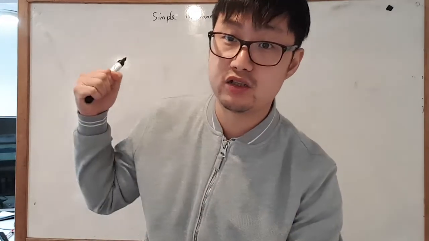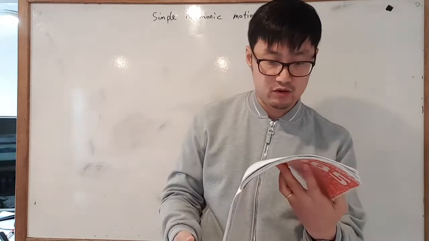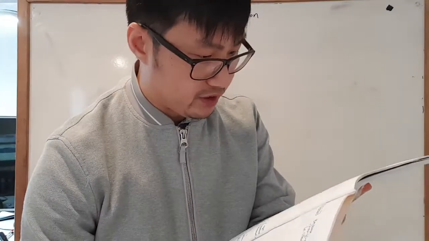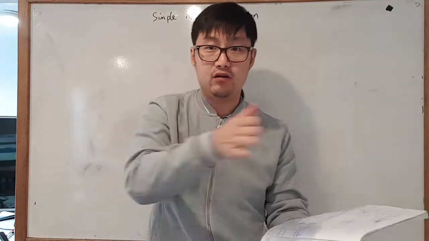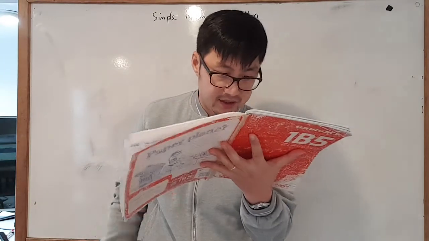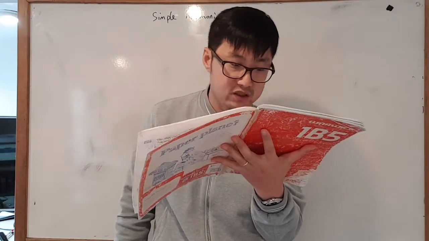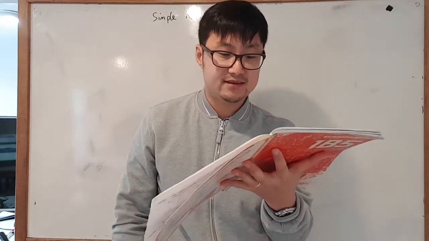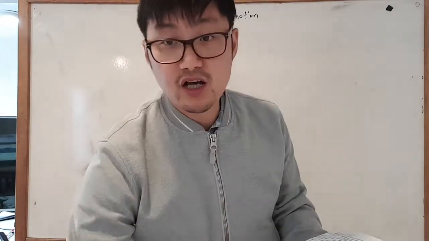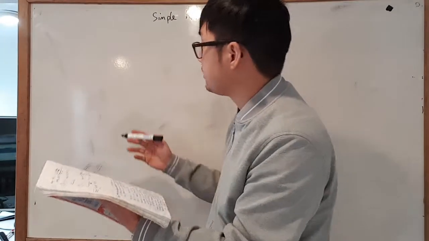So simple harmonic motion. First we've got to know, what is it? Here we define simple harmonic motion as a type of oscillatory motion. Oscillatory means it's going up and down or left and right, where the restoring force is directly proportional to the displacement and acts in the opposite direction. So we have an equation, a definition here.